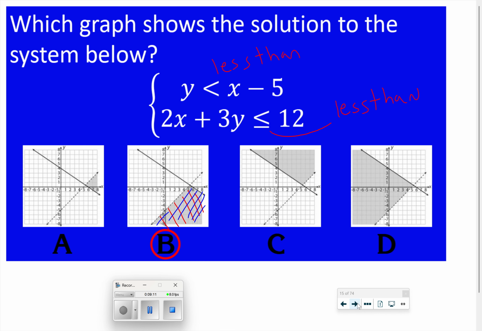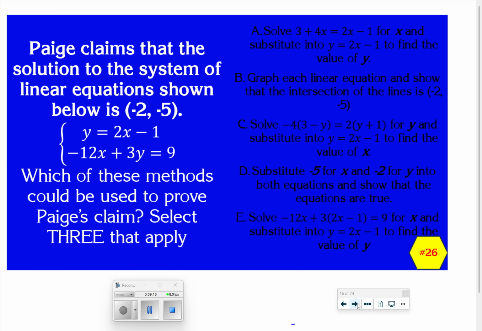All right, let's take a look at another question. Page claims that the solution to the system of linear equations shown below is (-2, -5): y is equal to 2x minus 1, -12x plus 3y is equal to 9. Which of these methods could be used to prove Page's claim? Select three that apply.